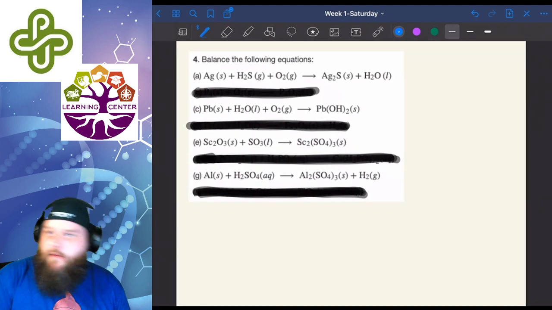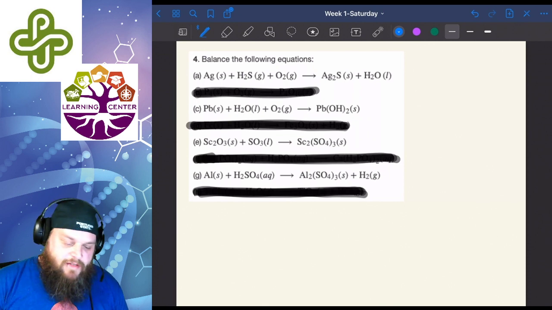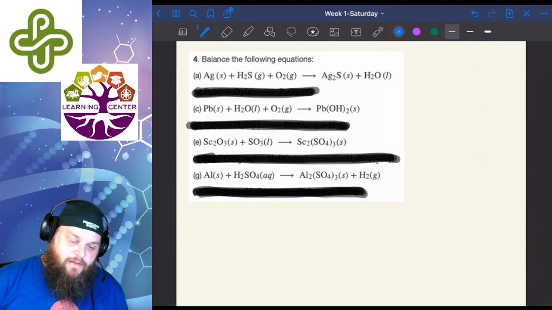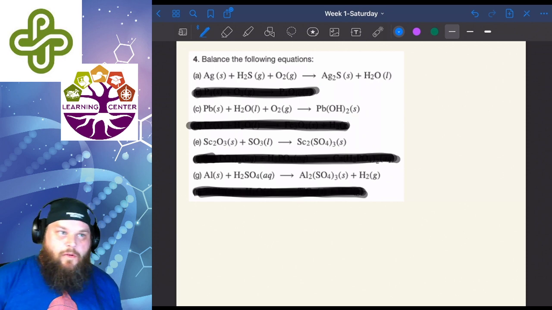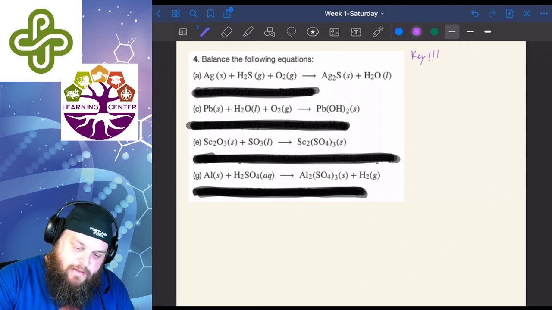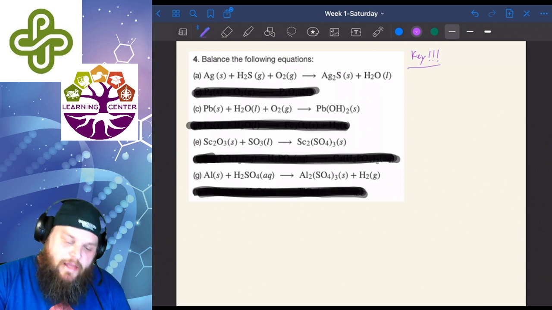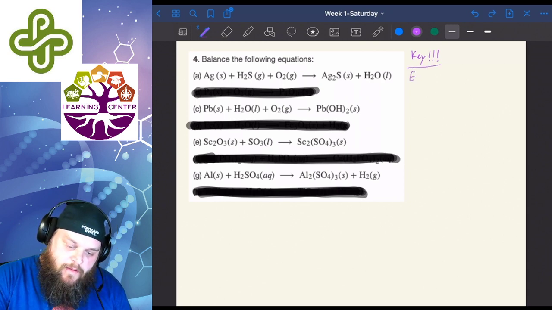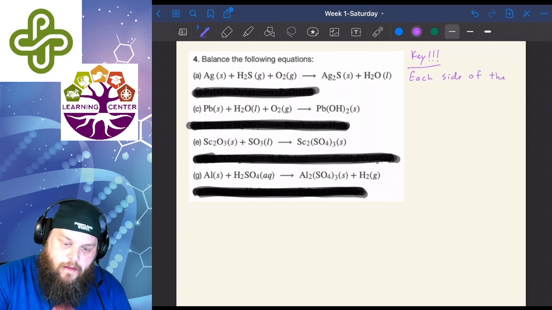The last thing I want to cover, I know I've gone over, so thank you for sticking with me, but this is an important thing we need to cover today because we won't have time for it next week. We had a lot of stuff to cover next week, is balancing the following chemical equations. And when you balance chemical equations, there's really 2 things you need to worry about. The key part of it all, the most important thing, I'll put up 3 exclamation points. That's how important it is that each side of the equation must have the same number of atoms.